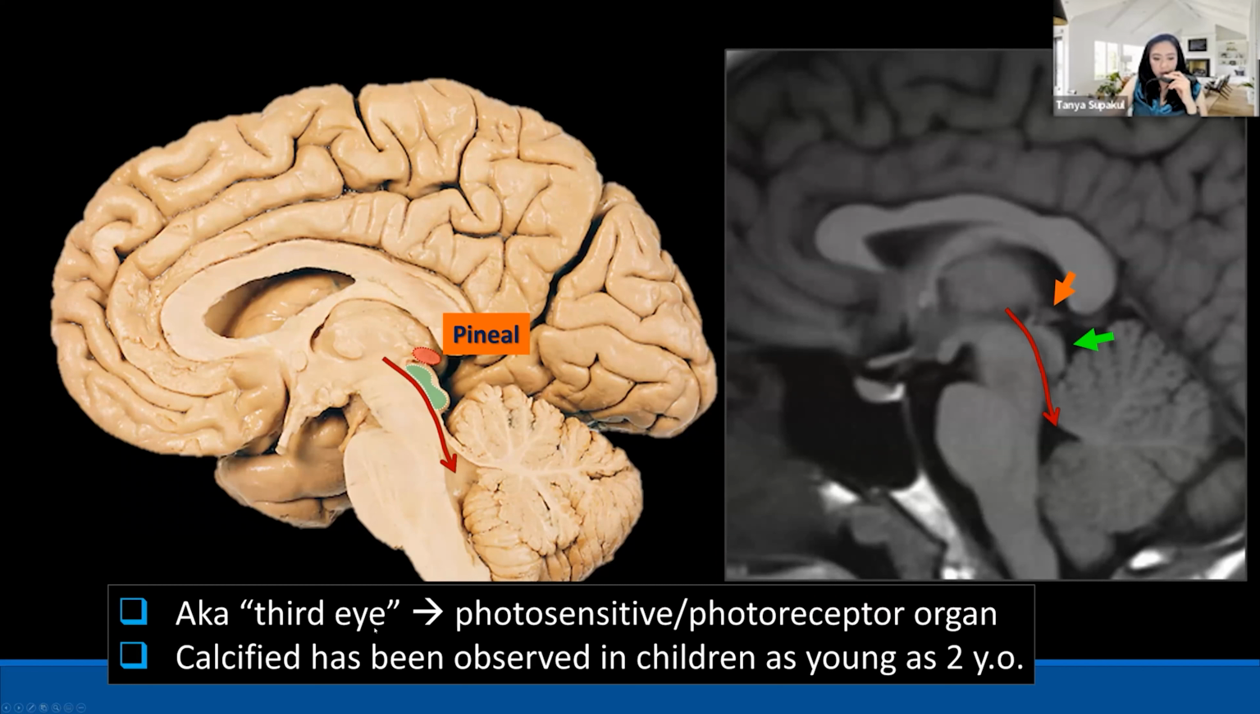So we know that the pineal is a third eye that has photosensitive photoreceptors. We almost always talk about calcification of the pineal gland to help differentiate some kind of tumor that happens in the pineal region. But keep in mind that calcification of the pineal gland is seen in the majority of older patients, right? But the pineal can start calcifying as young as 2 years old. So if we have a pineal mass in a patient less than 2 years old, we cannot use calcification, like exploded calcification or engulfed calcification, to help us differentiate the tumor.